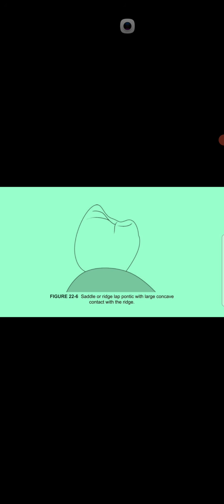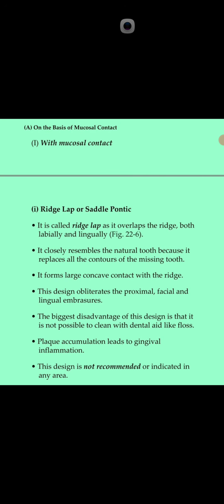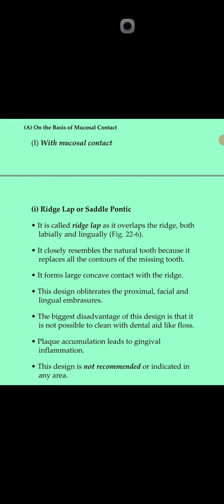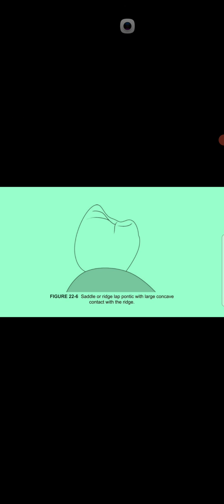But here they block the embrasure area. The cleansing will be difficult. There will be no cleansing. There will be plaque accumulation and gingival and periodontal problems. Therefore, saddle or ridge lap pontic is not used. Ridge lap means they make a connection with the ridge. Why is it called ridge lap? Because it overlaps the ridge, both labially and lingually.